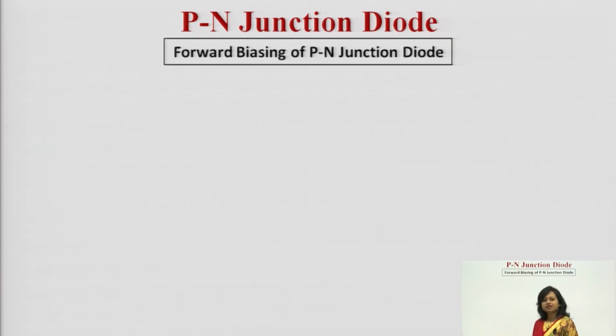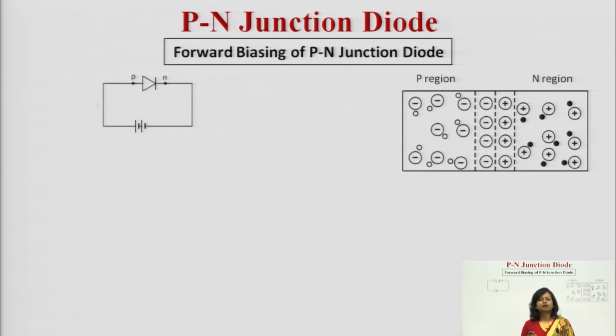Forward biasing of a PN junction diode. What do you mean by forward biasing? You must remember, forward biasing means when the P terminal of a diode is connected to the positive and N is connected to the negative. So this is the situation of forward biasing, P is connected with the positive and N is connected with the negative. So what is going to happen in this particular case?